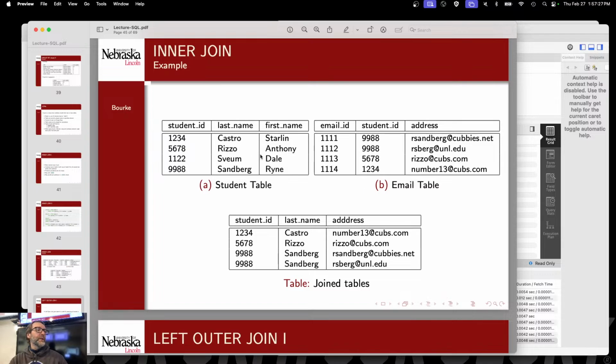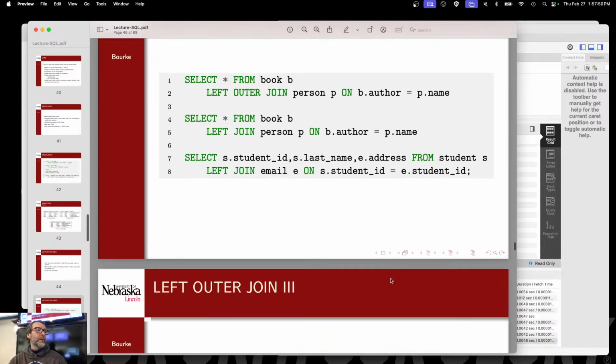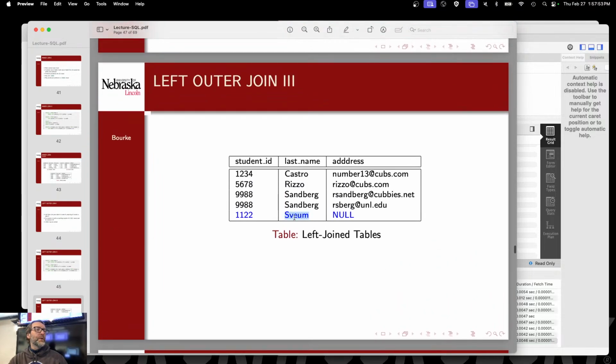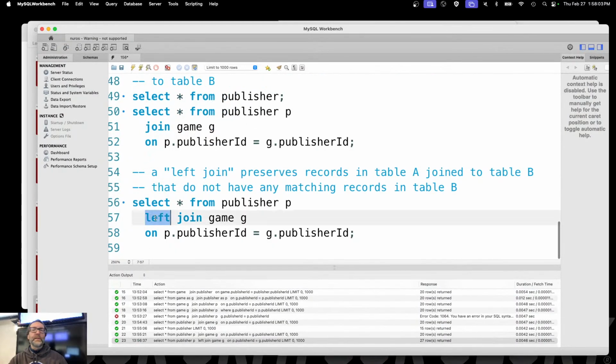By the way, do you see Dale Sweem over here? Does he have any emails? His student ID is 1122. Is there any student ID over here with that? Nope. So in a regular old join, Castro, Rizzo, and Sandberg times 2 are going to be joined to the address table over, or the email address table over there. But with a left join, right, then you end up preserving that Dale Sweem record. But of course he doesn't have any email, so it ends up being null. That's the difference.